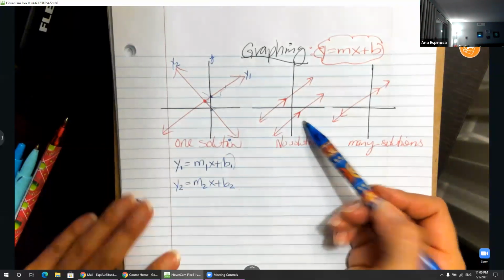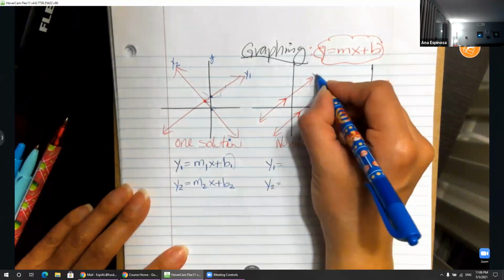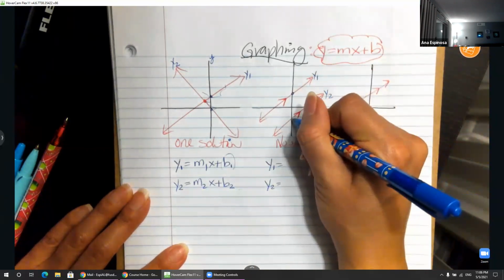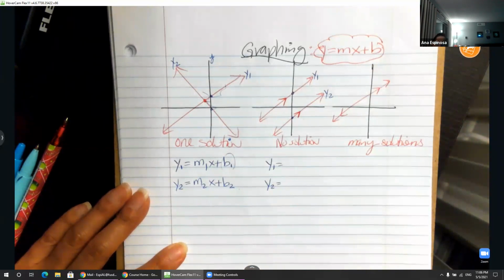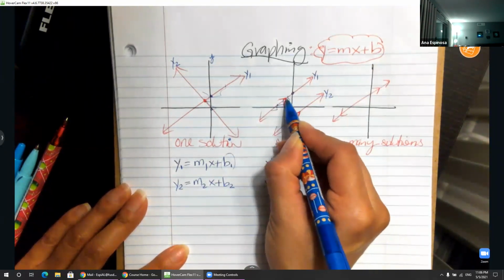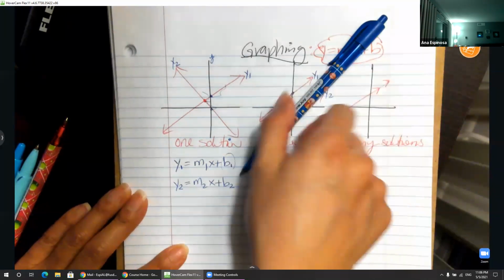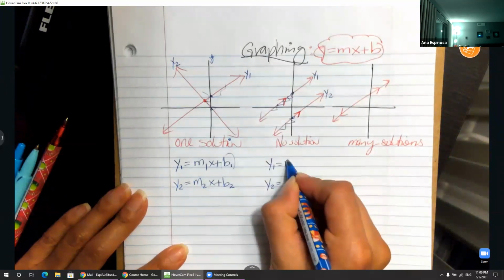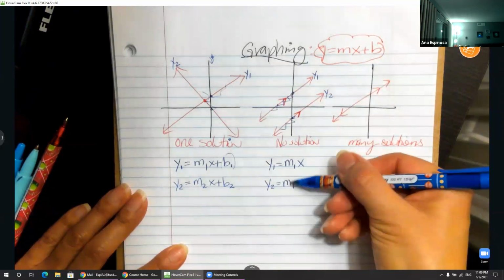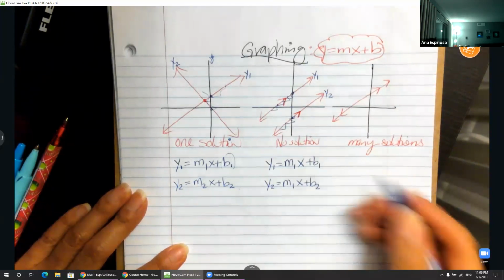How about this one? Okay, so for line 1 and line 2, notice that they have different y-intercepts. So that's the letter B. However, the slopes are exactly the same. If they had different slopes, one of them would tweak and they would eventually meet. But in order for them to be parallel, the slopes have to be the same. So notice how I'm labeling them the same, but they have different y-intercepts.